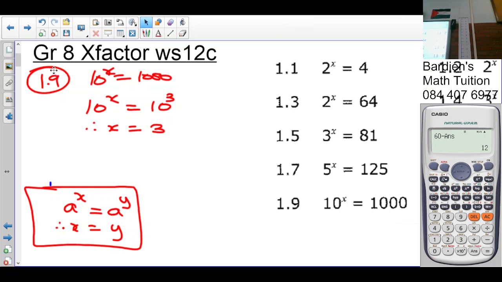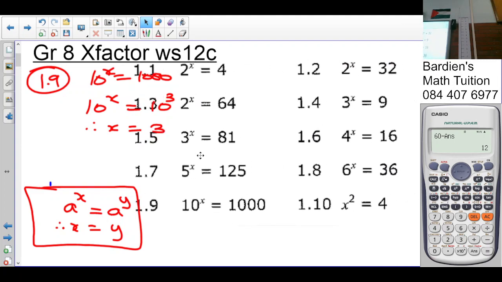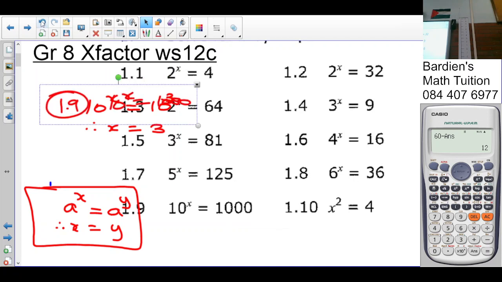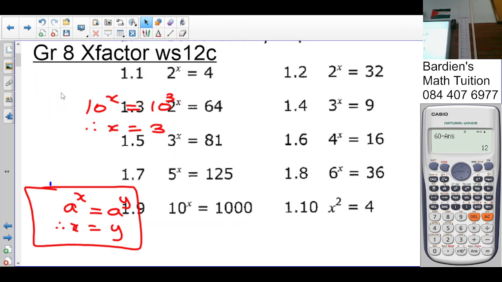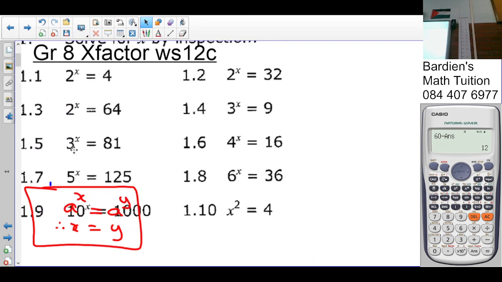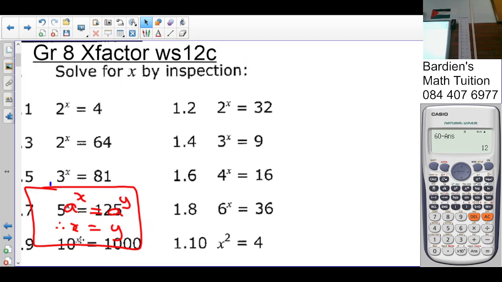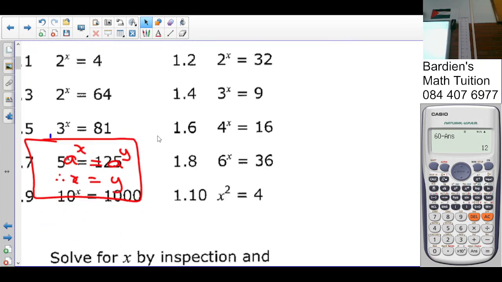So for homework, I would like you guys to do the even numbers. Can somebody take a photo of this? You sorted? You got it? Alright.